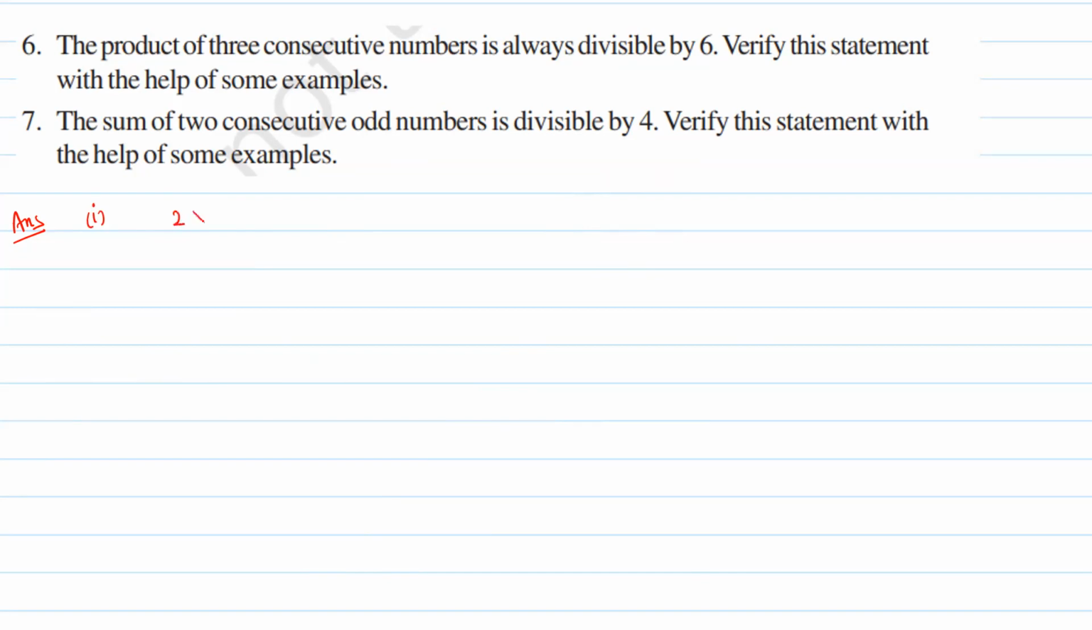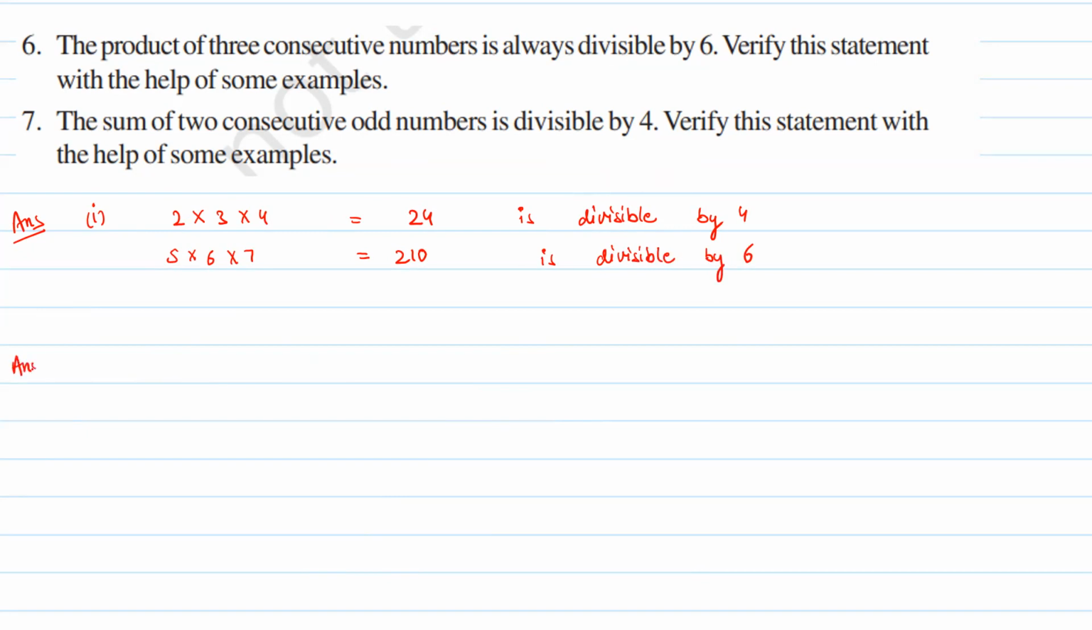It can be 2 into 3 into 4, which is equal to 24, and it is divisible by 6. Right? If we write any other, we can write 5 into 6 into 7, which is 210, which is divisible by 6 also. Okay.